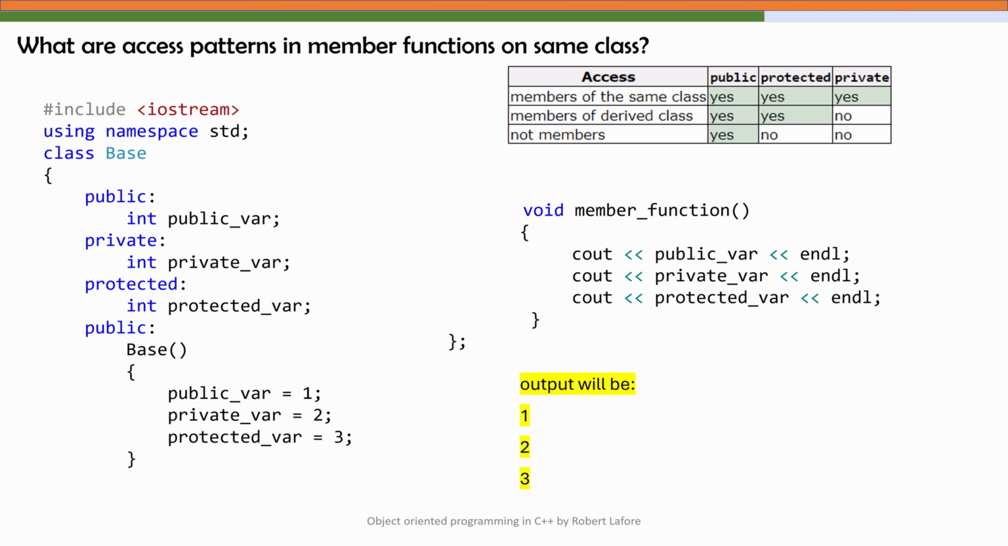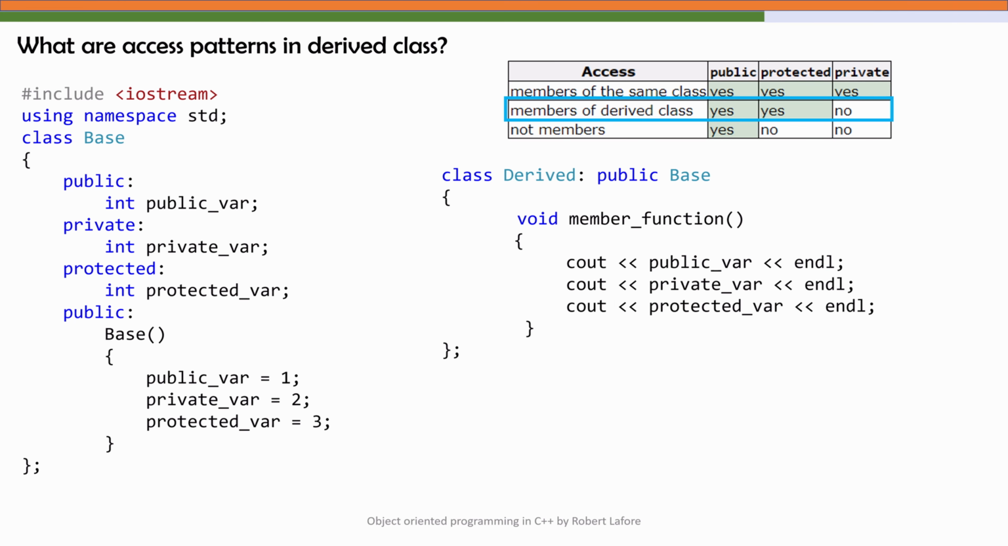Now look at the member function called member_function. This function prints out all three variables. Inside the class there are no access restrictions among its own members. A class member function has complete access to all of its data, whether the data is public, private or protected. When we call member_function on an object of class Base, the output would be 1, 2 and 3. This confirms that a member function can access all the members of its own class regardless of their access level.